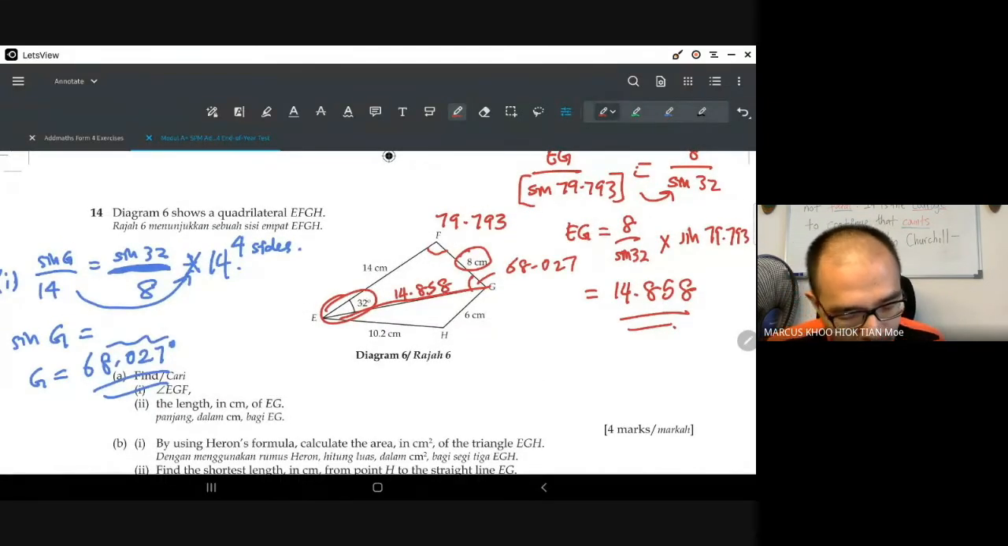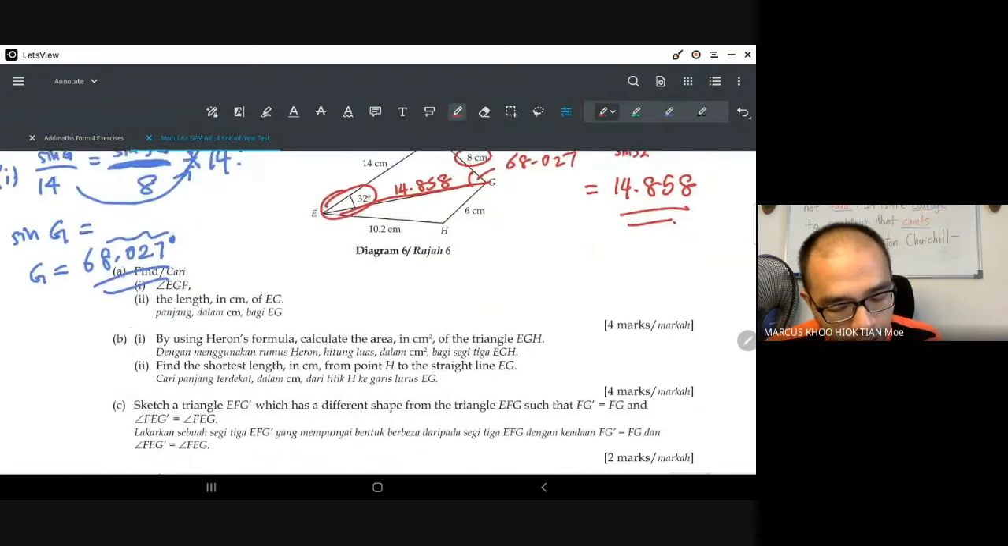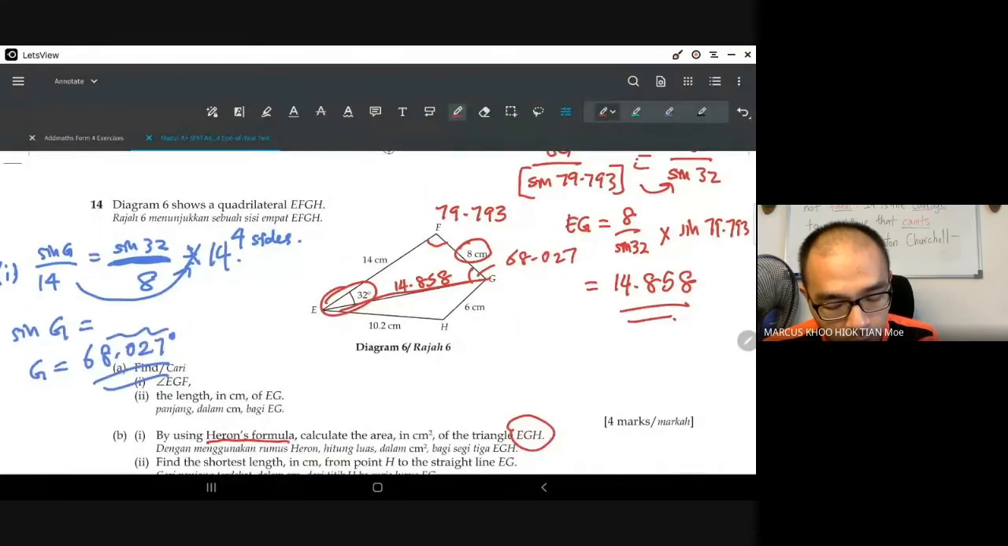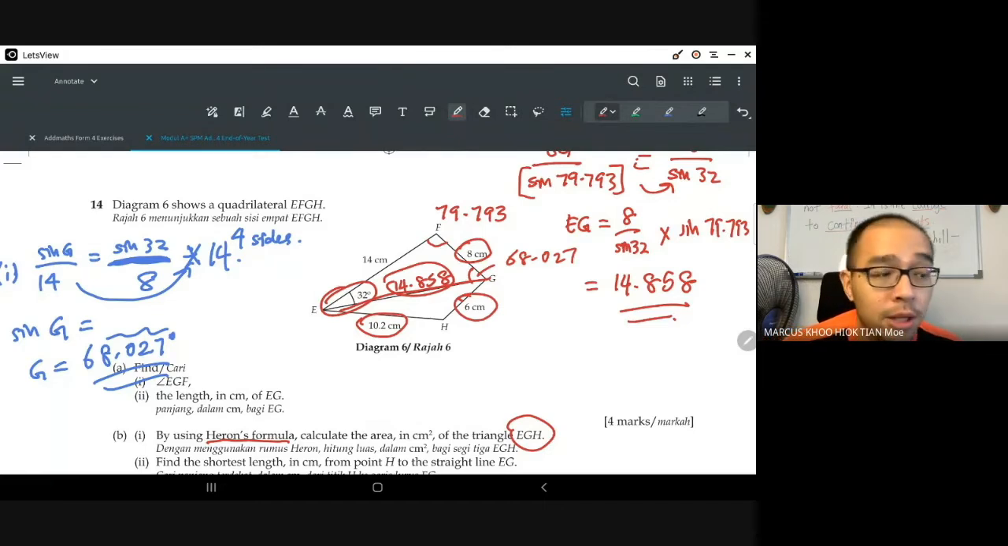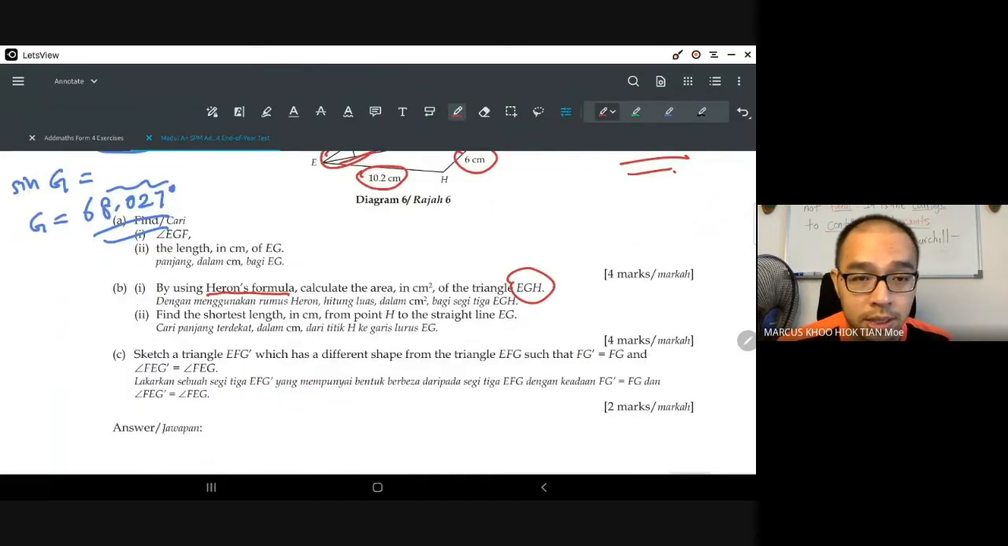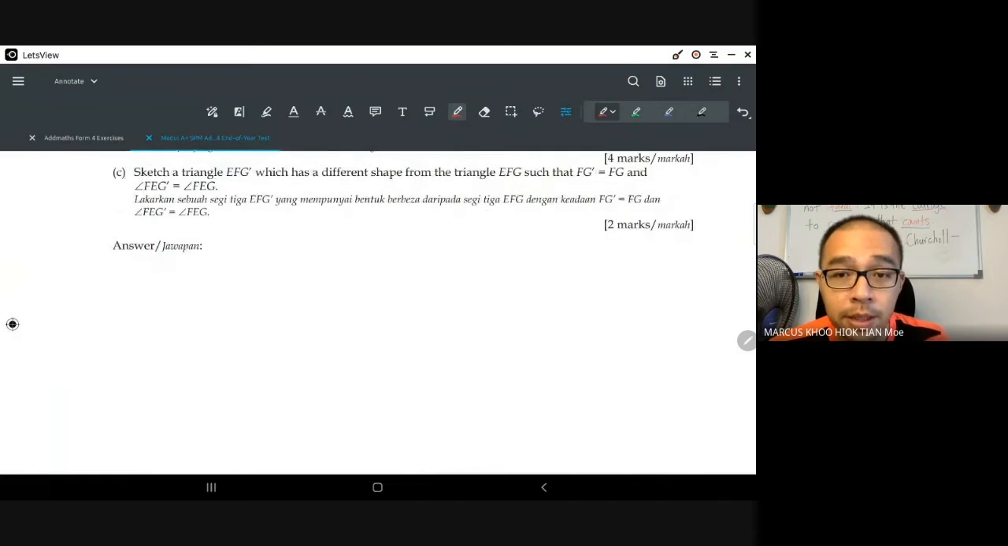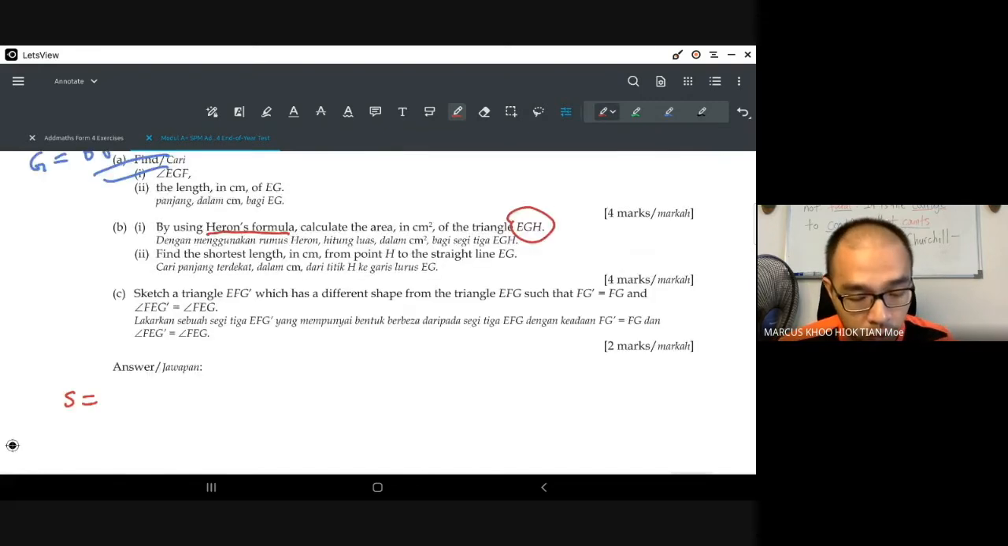Let's go to the next question. By using Heron's formula, calculate the area of EGH. Now we have 3 sides, so definitely we have to use Heron's formula. Really no choice there. For Heron's formula, the first thing we need to do is find the value of S. S will be the 3 sides you add together, and then after that you divide by 2.